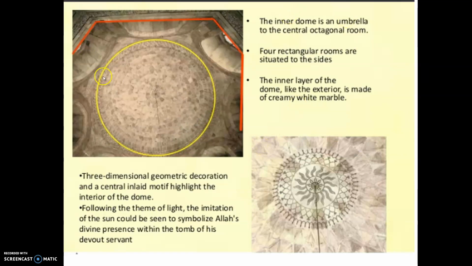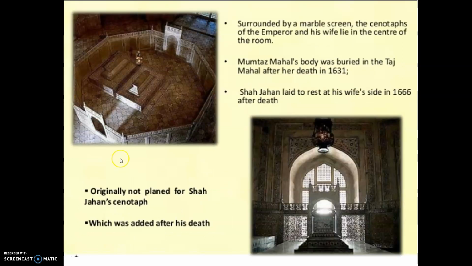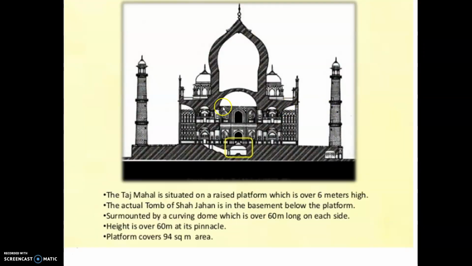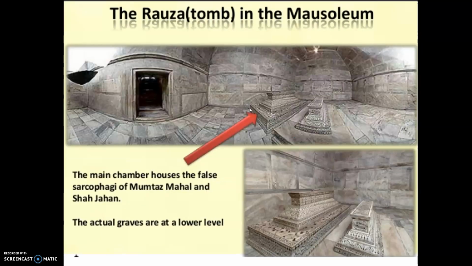The inner dome is an umbrella to the central octagonal chamber. There is a false dome over the chamber, and the original dome is over it, which is around 16 meters in diameter and 16 meters in height.